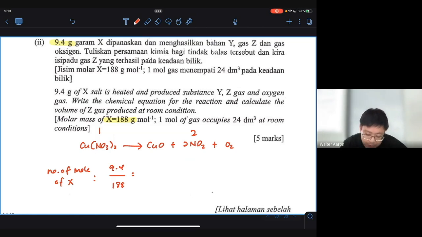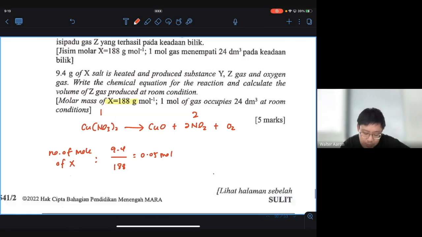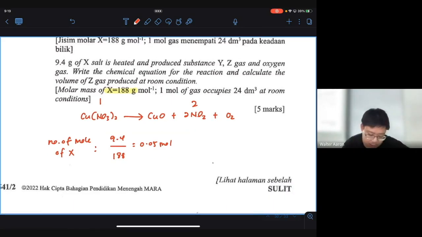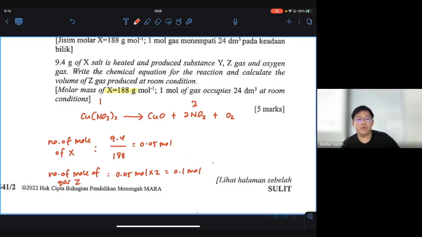So the answer is 0.05. Now, since for every 1 mole of copper nitrate, you get 2 moles of nitrogen dioxide, right now your number of moles of NO2 is double. So the number of moles of gas Z will be 0.05 mole times 2, so you'll get 0.1 mole for gas Z.